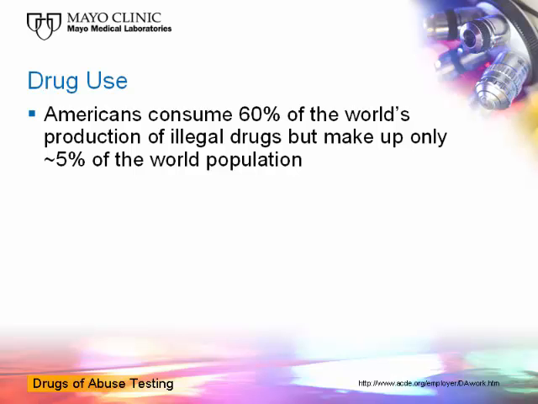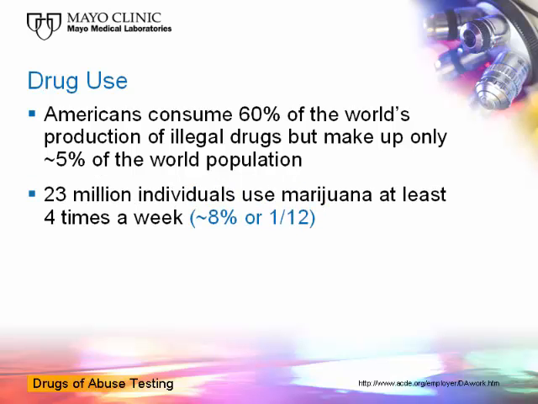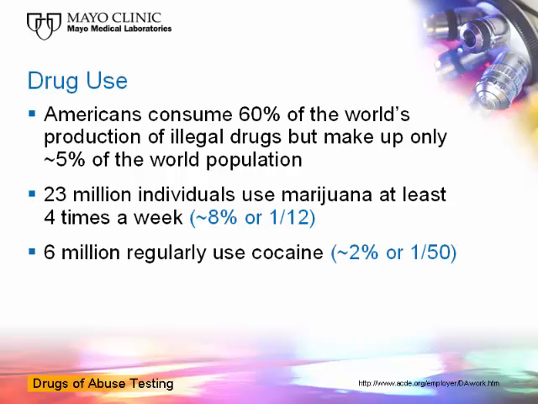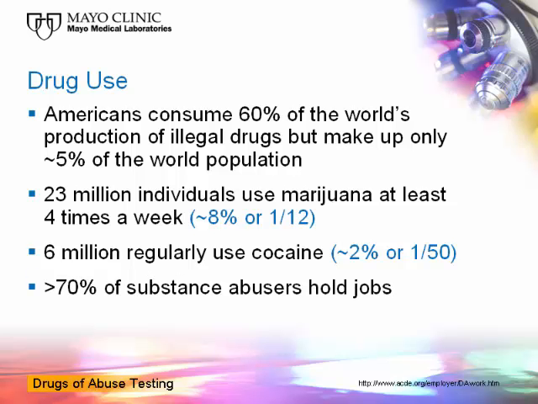Americans consume about 60% of the world's production of illegal drugs, but make up only about 5% of the world's population. Approximately 23 million individuals in the United States use marijuana at least 4 times weekly. That's around 8%, or about 1 in 12 individuals. About 6 million people regularly use cocaine, which is about 2%, or 1 in 50 individuals. And about 70% of substance abusers hold down jobs.